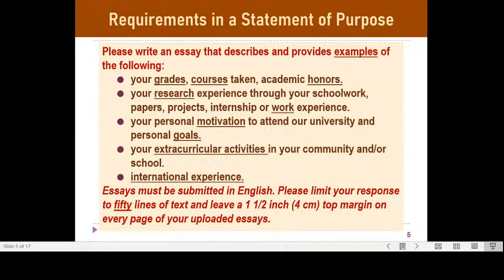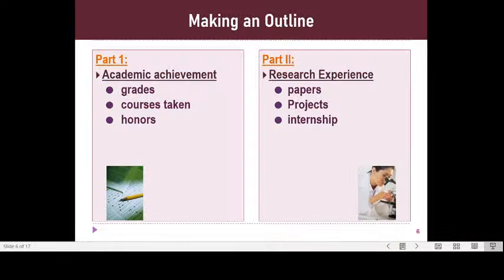Please limit your response to 50 lines or 1 page, 2 pages, 500 words, 300 words, something like that, and leave about 4 centimeters top margin. They would also show you the format of the essay, format of the paper. Leave a top margin about 4 centimeters on every page of your uploaded essay. Usually, the essay is uploaded online when you submit your documents.